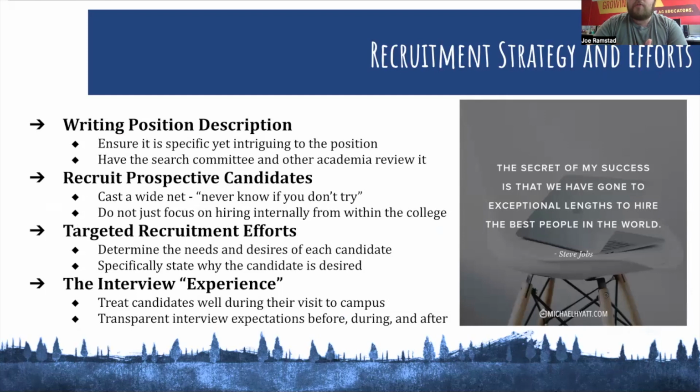Then, of course, we need to start recruiting prospective candidates. We want to cast a wide net. It's not necessarily the best to look internally to fill this position because while that internal candidate will have some additional background and knowledge about our college, we do recognize that we need additional new creative ideas, but we need a transformative leader. So casting a wider net and reaching out to different individuals will be very helpful and beneficial for us to really solve some of the different challenges that we've offered.